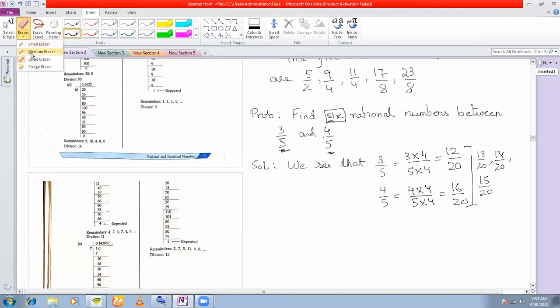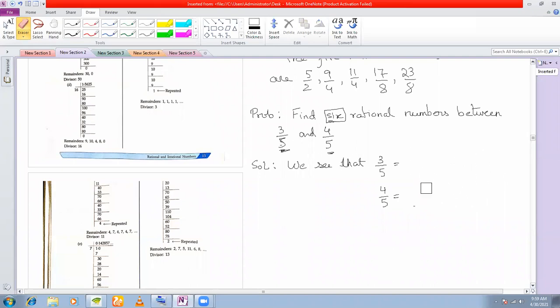So therefore, what we do is we try the next one. That is, we multiply numerator and denominator by 5. 3 into 5, 5 into 5. Similarly, we do for the next fraction also. 4 into 5 and 5 into 5. So this becomes 15 by 25 and this becomes 20 by 25, right?